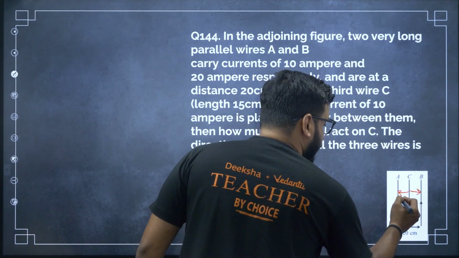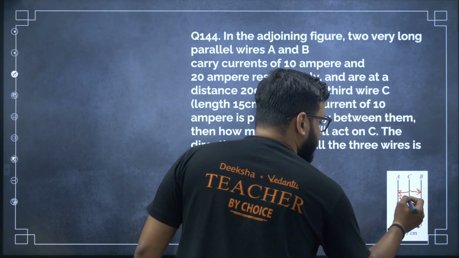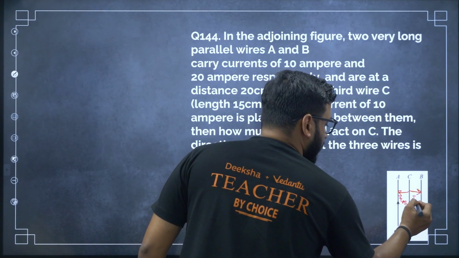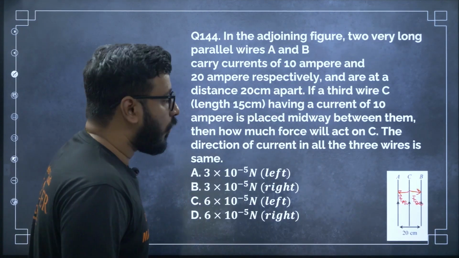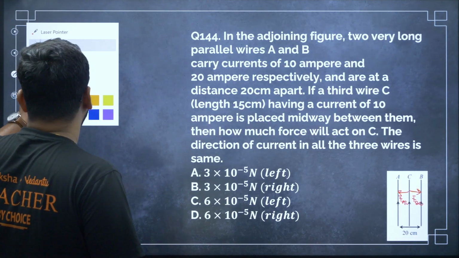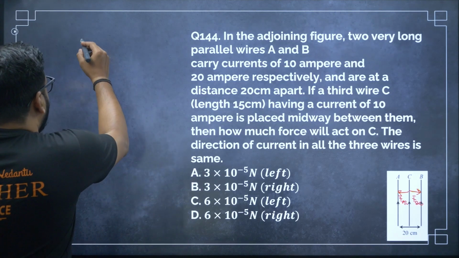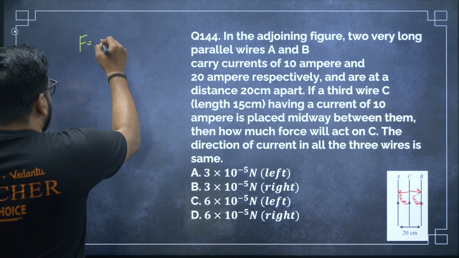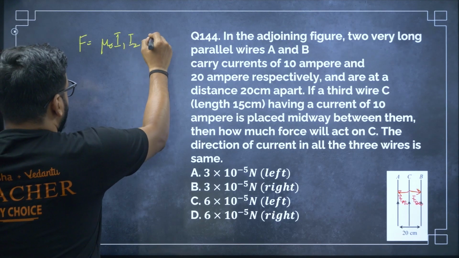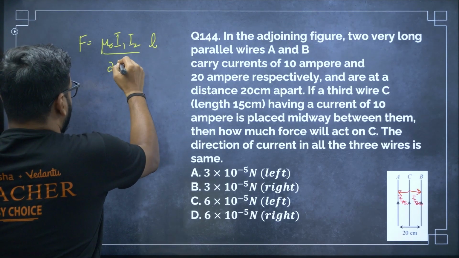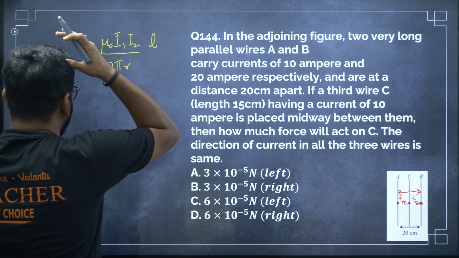This force is FAC towards A, and this is FBC towards B. Now what is the general formula for force of attraction between two parallel conductors? F is equal to mu naught I1 I2 into L divided by 2 pi r, the distance, correct.